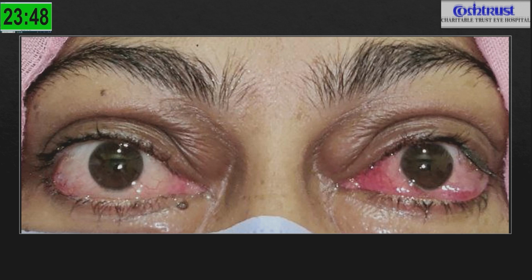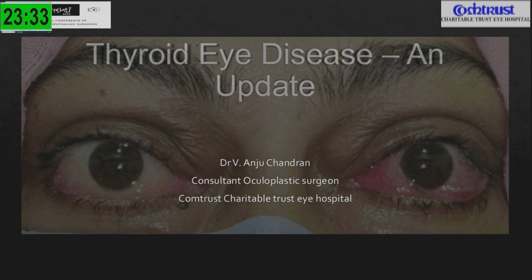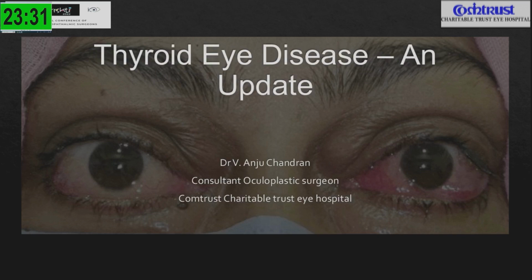So it isn't rare to see a patient like this in our OPD with typical features of thyroid eye disease. Okay, we can identify them, but what next? So the purpose of the talk today is to help identify, grade, and outline the management for this patient. So we'll quickly go through the disease as such.